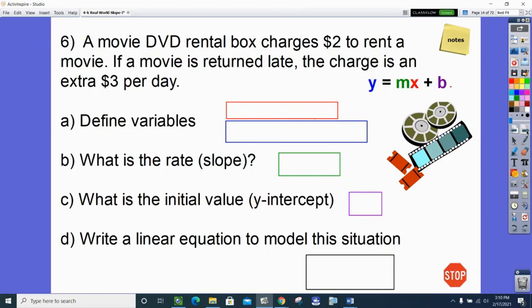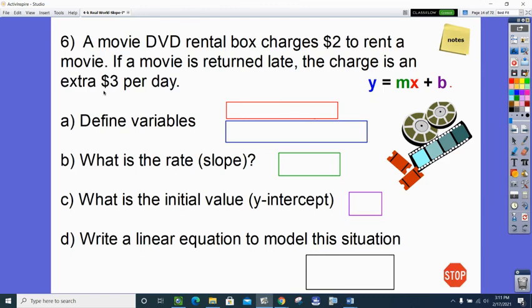Now, if you return that movie late, they're going to charge you some kind of fee every day. So every day it's kind of like a library book if you're late or whatever. And in this particular case, this rental box is going to charge you $3 per day, quite a bit. So the first thing we want to do is write our rule so that we can see how much a charge would be, say, after 10 days or 20 days or something like that. So we're going to define our variables.